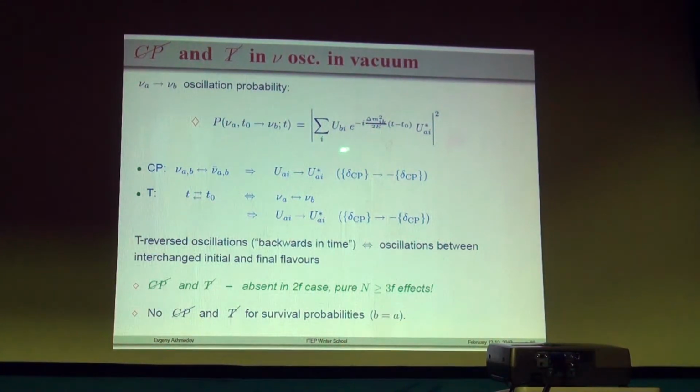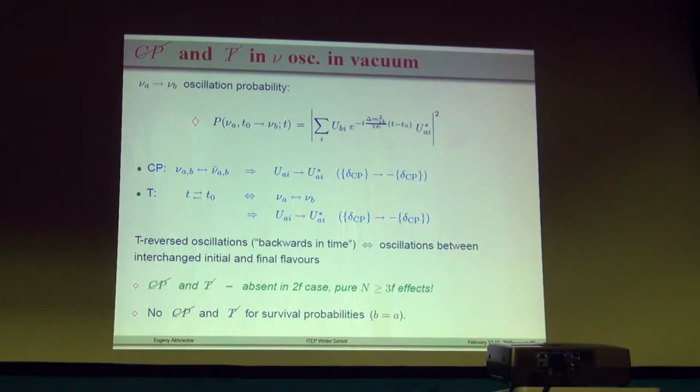Unless this phase is zero by some miracle, or by some very deep reason, or equal to 180 degrees. In this case, it also corresponds to the real case. No complexity in the mixing matrix.